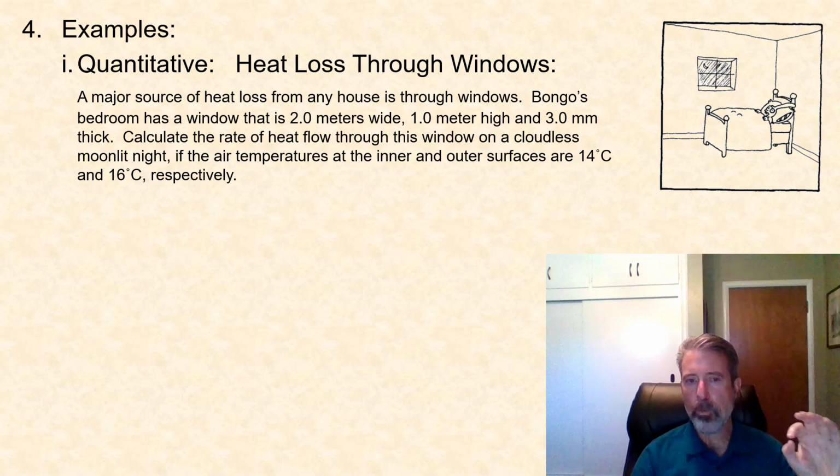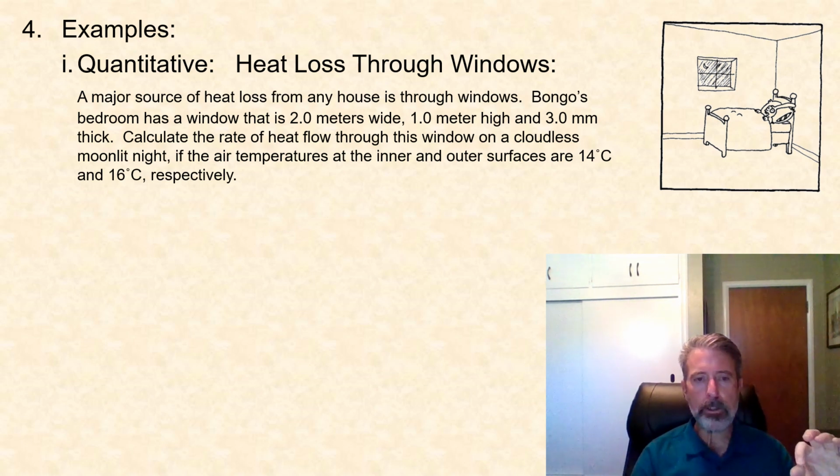And we want to calculate the rate of heat flow through the window on a cloudless night, given that the inner and outer surfaces are 14 degrees Celsius and 16 degrees Celsius. Notice here that the temperature of 16 degrees Celsius, that inside temperature, is much lower than that of the room, and the outside temperature of 14 degrees Celsius is going to be slightly higher than the outside temperature of the environment.